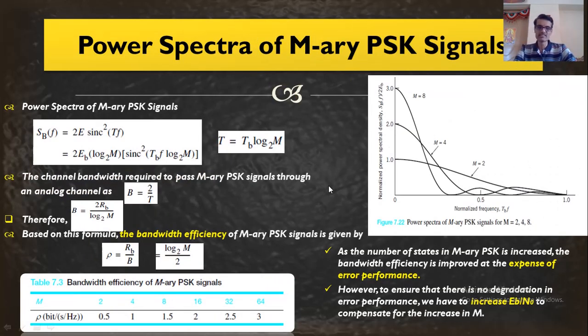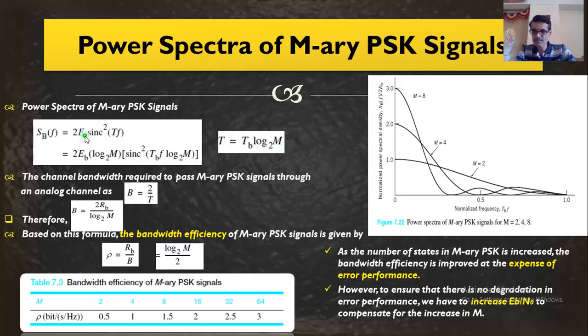What is the power spectral density of the M-ary PSK signal? This is just the formula, no derivation. The PSD, power spectral density of M-ary PSK, is given by root 2E sinc squared fT, where T is the symbol duration, f is the frequency, and T is given by Tb into log of M. If M is equal to 4, it is 2Tb. If M is equal to 2, the binary case, T equals Tb only. The symbol duration is equal to the bit duration. In general, T and Tb are related by this formula.